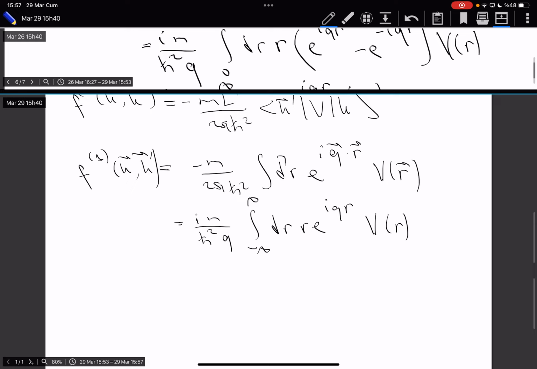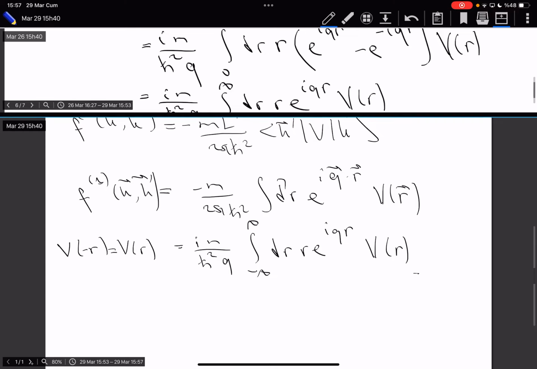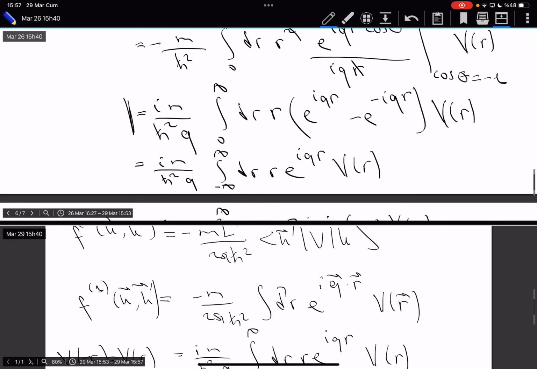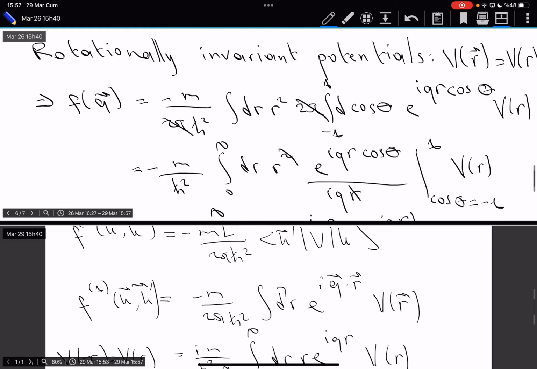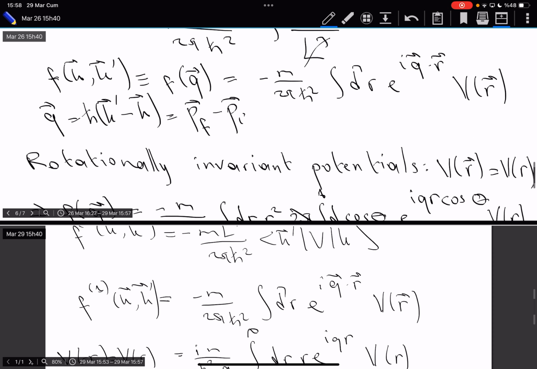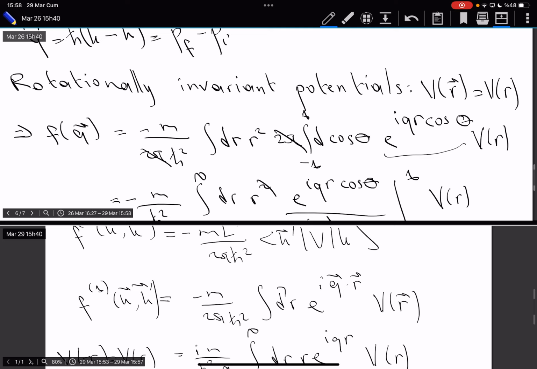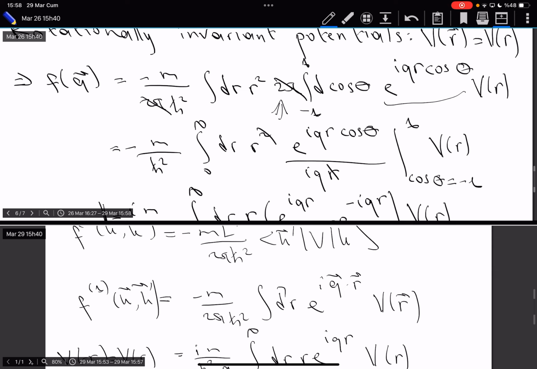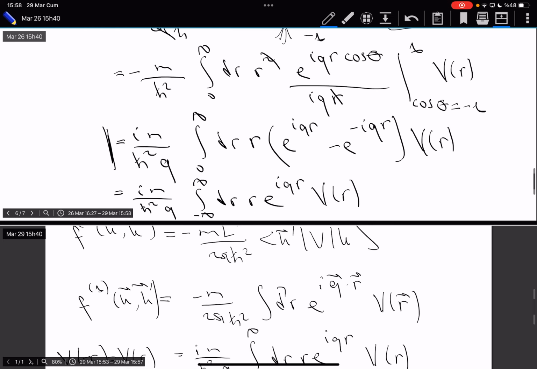Well, here, in making this step up to here, I'm assuming that V of minus r is V of r. You see, the way I obtained this, I had obtained this expression. Well, let's go over them. e to the power i q r is just i q r cosine theta. The phi integral just gives me this 2 pi over here. The overall coefficient is still there. Now we can evaluate the cosine theta integral, which gave me e to the power i q r cosine theta divided by i q r, and this is what we obtained after theta and phi integration.